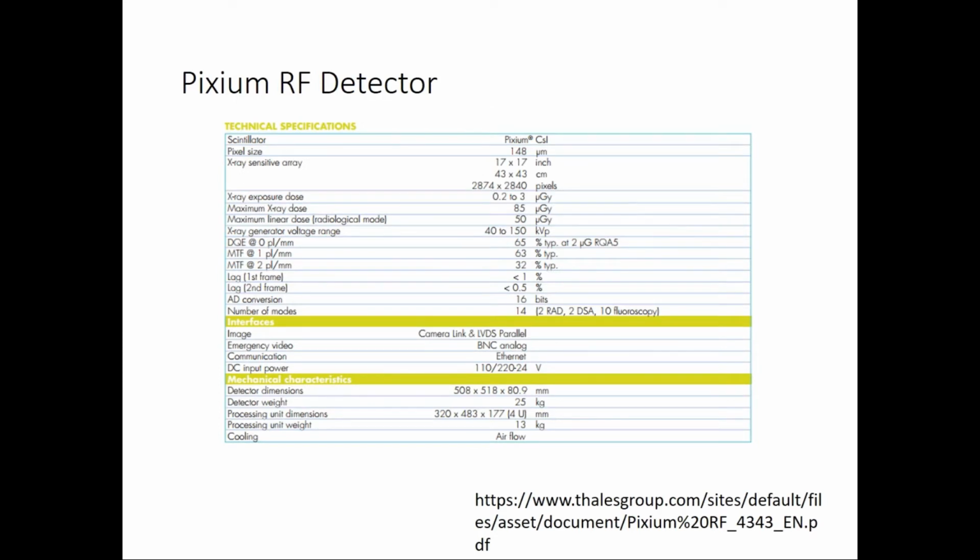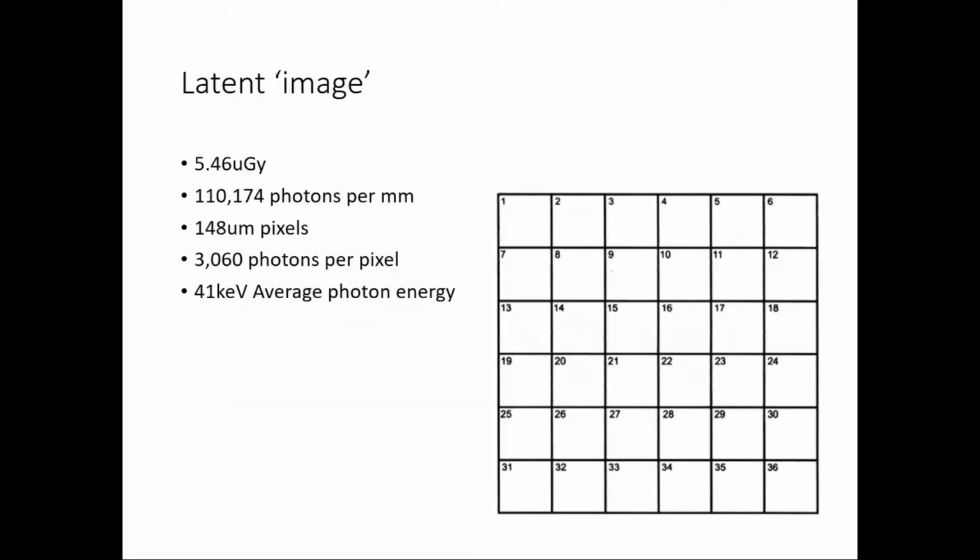This is the detector that I'm using. So these are the parameters of the DR detector that I'm using. And it tells me that the x-ray exposure dose that this detector is designed to work with is between 0.2 and 3 microgray. It's important to work within the manufacturer's tolerances. So we do have a number or a color that we're aiming for, and that's part of the manufacturer's requirements.